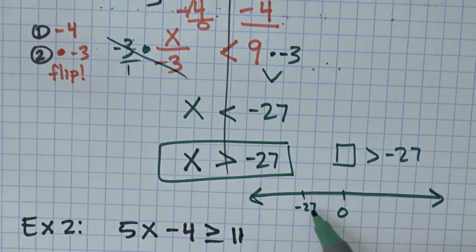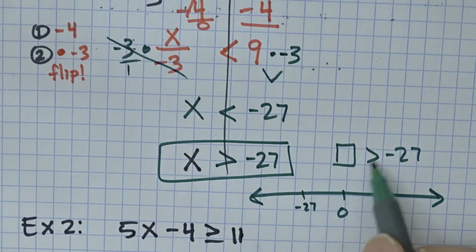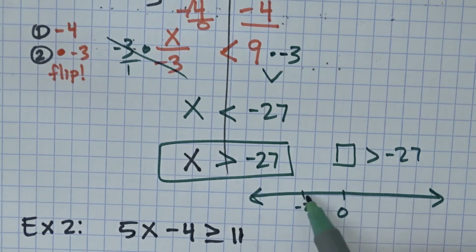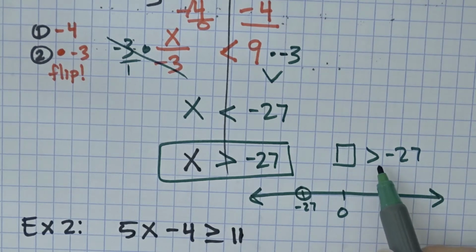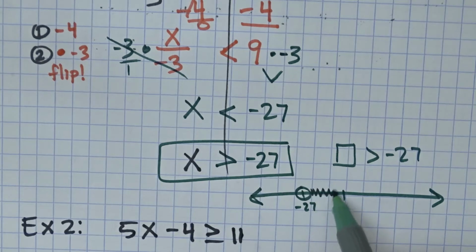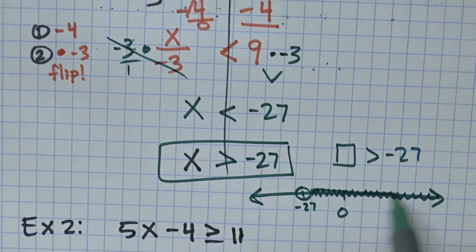But what happens at negative 27? I see this is an open circle. I don't want to include negative 27 because negative 27 is not greater than negative 27. So that's how we exclude it. And again, I chose positive 27, so that tells me that all the other numbers are on that same side, the right side. And that's how you display your answers visually.